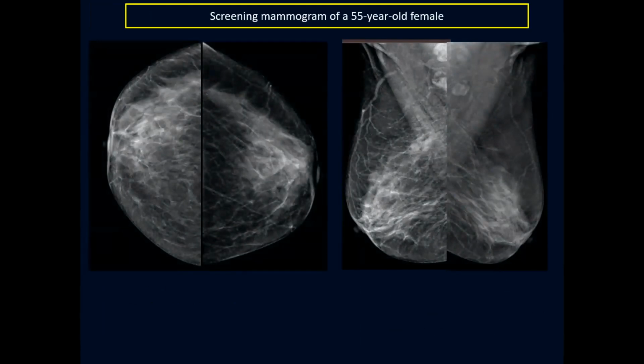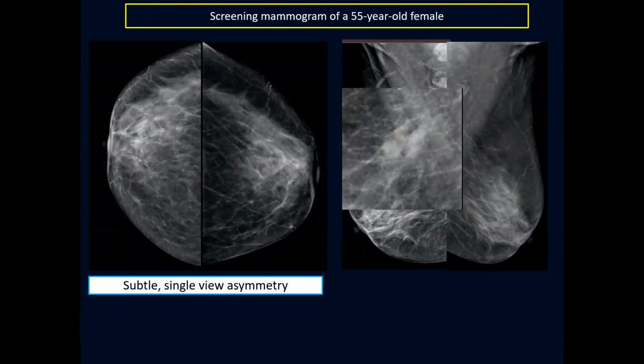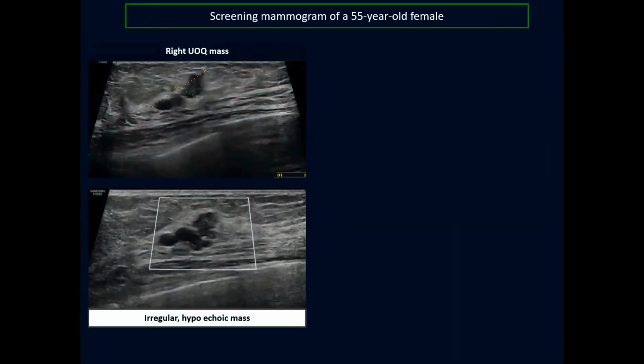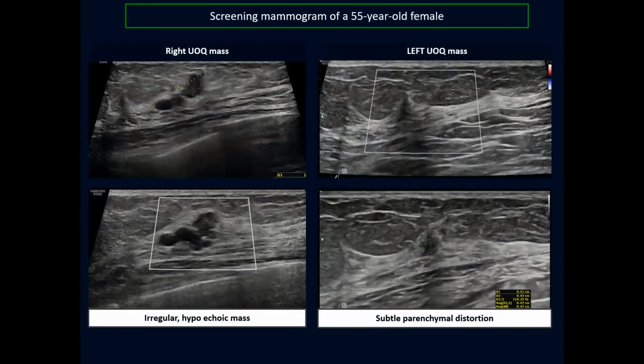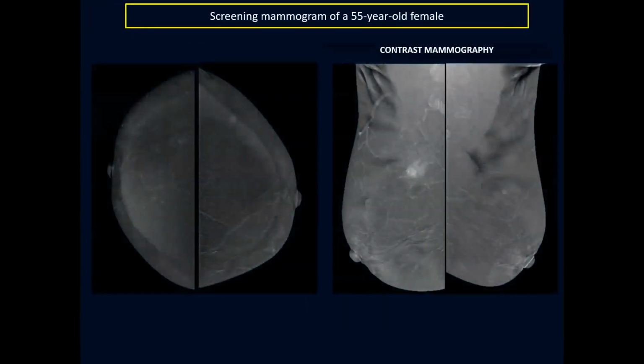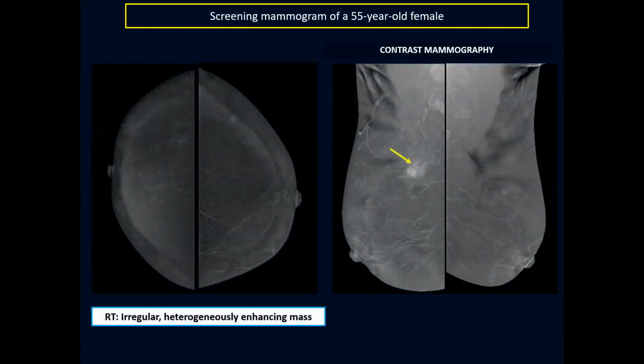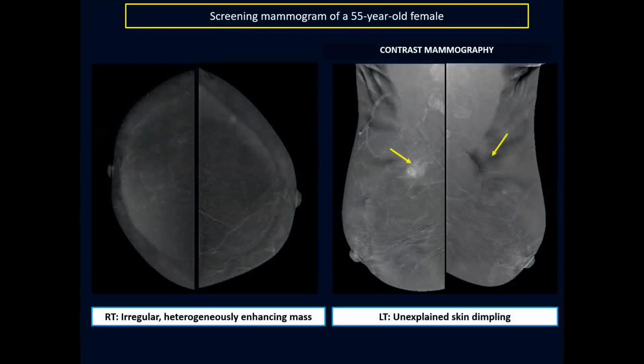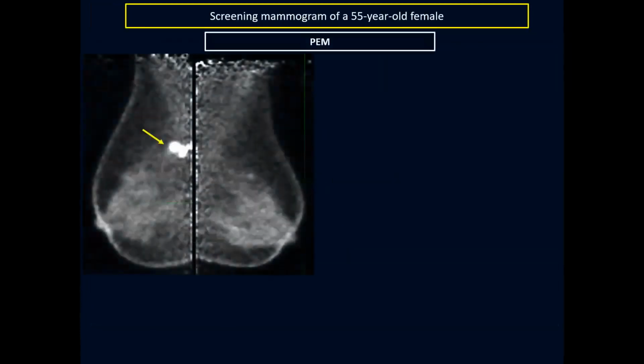This is a screening mammogram of a 55-year-old female. She had a focal asymmetry in the left breast, and she was sent for a targeted ultrasound examination, which revealed a right upper outer quadrant irregular hypoechoic mass lesion. Unfortunately, during screening of the left side, we also saw a left upper outer quadrant tiny mass lesion. This was the contrast mammogram of the patient, and only the lesion on the right side showed intense contrast uptake, but there was an unexplained skin dimpling on the left side.